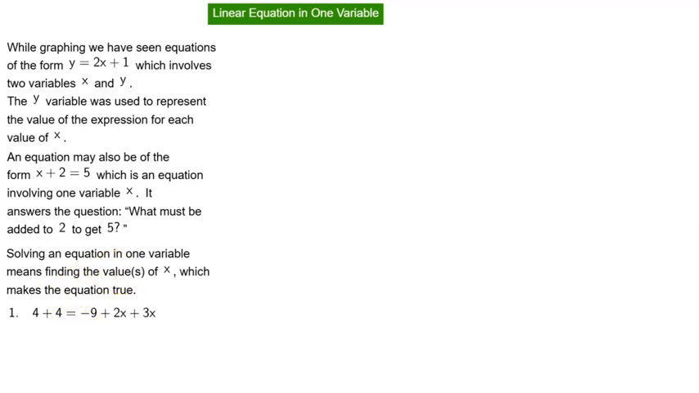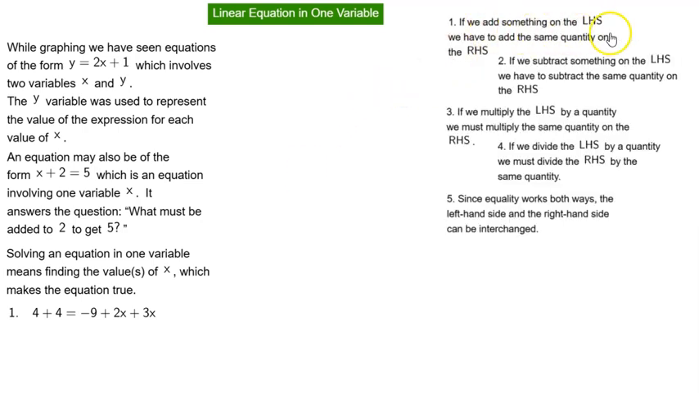So let's proceed. Remember the rules of solving an equation. If we add something on the left hand side, we have to add the same quantity on the RHS. Similarly for subtraction, multiplication, division. And since equality works both ways, the left hand side and the right hand side can be interchanged. 4 plus 4 is 8, is equal to minus 9. These two are like terms. 2 plus 3, 5x. So simplify LHS and RHS.